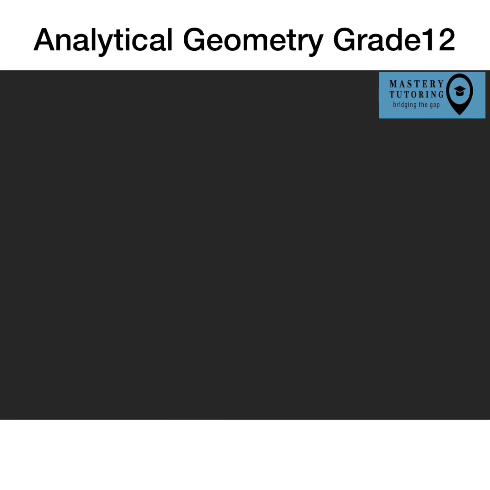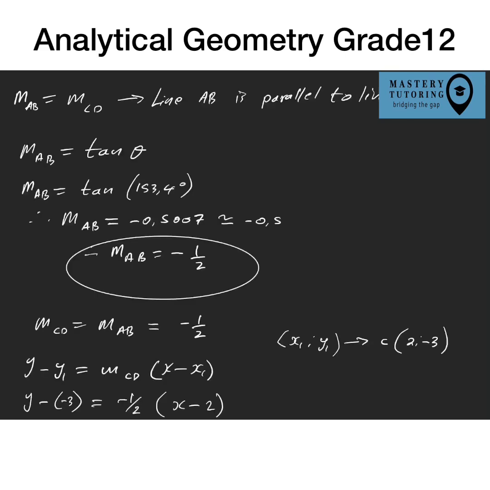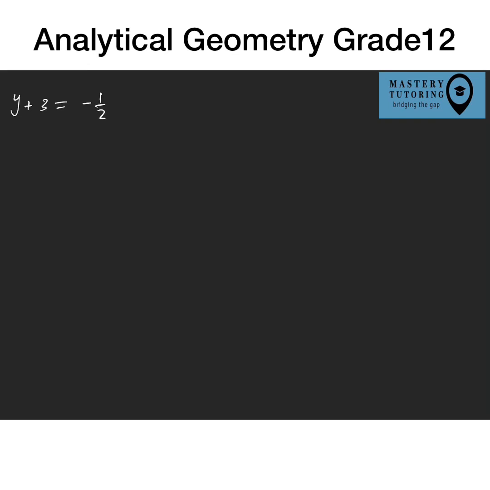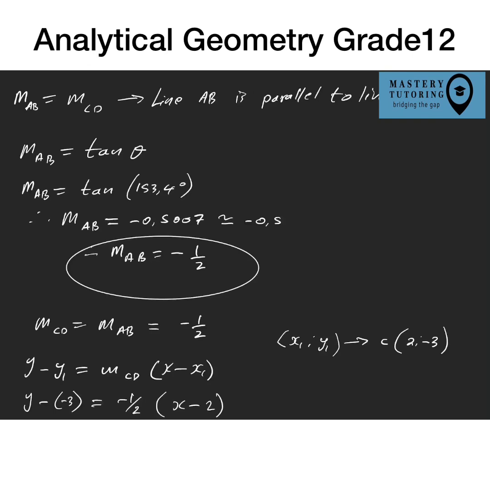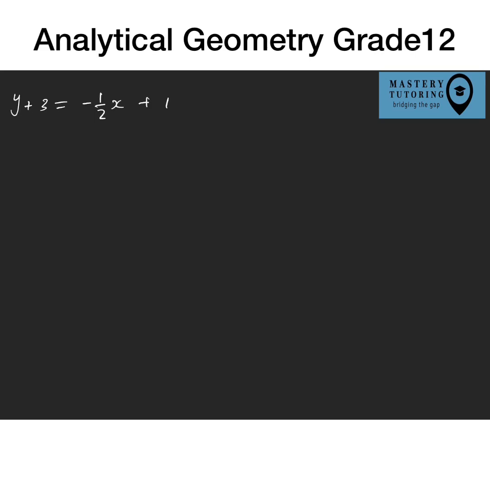So this is going to become y plus 3 is equal to minus 1 over 2 (x minus 2). Okay, let me multiply this. Now I'm going to multiply this negative half into the bracket. So this is going to give us minus 1 over 2x plus 1, because when you multiply negative 1 over 2 and minus 2, it gives you 1. So we have 1 there.